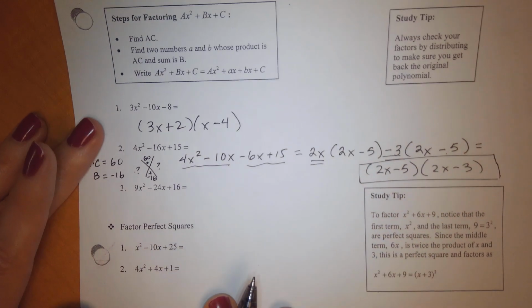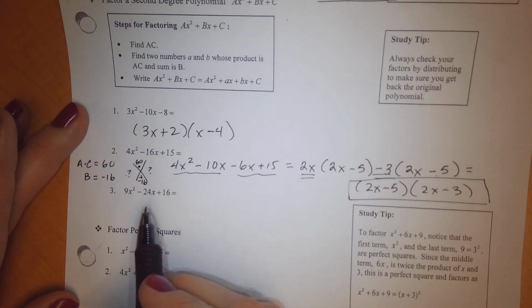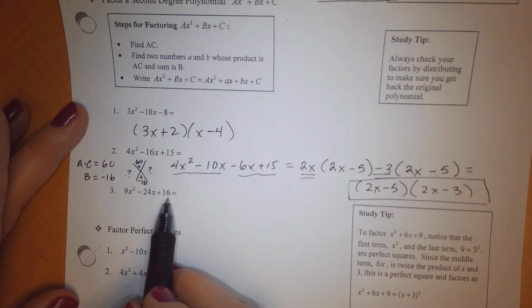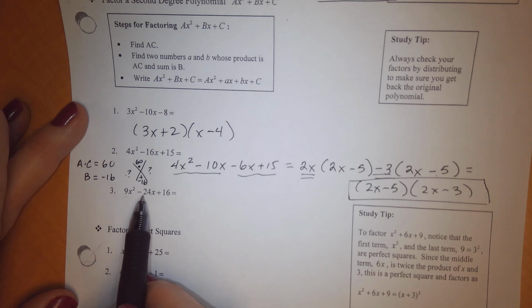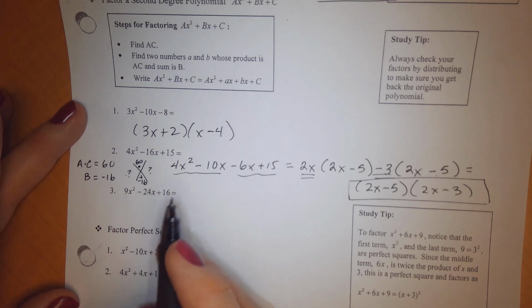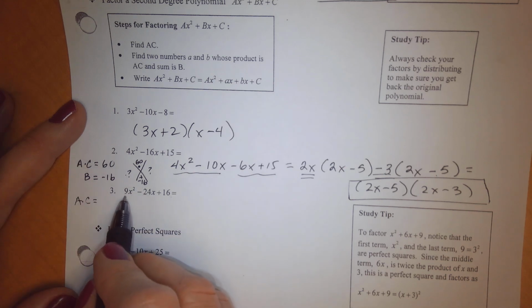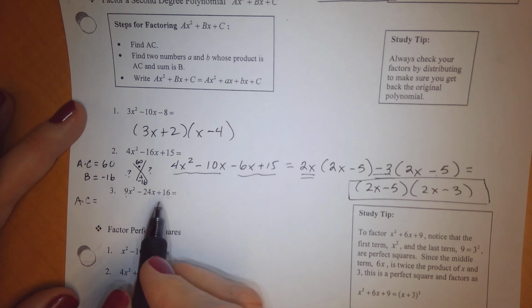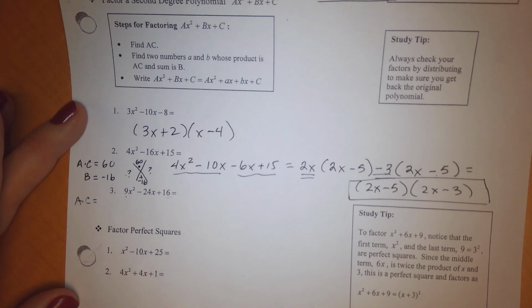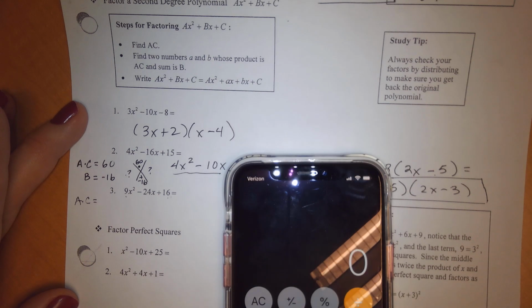Alright, next one, number 3. Let's try it again. First thing we look for is a greatest common factor. It turns out I don't see anything that is common to all of these, so I'm going to go through with the a times c process. A times c, in this case 9 times 16, I'm going to have to use my calculator, is 144.